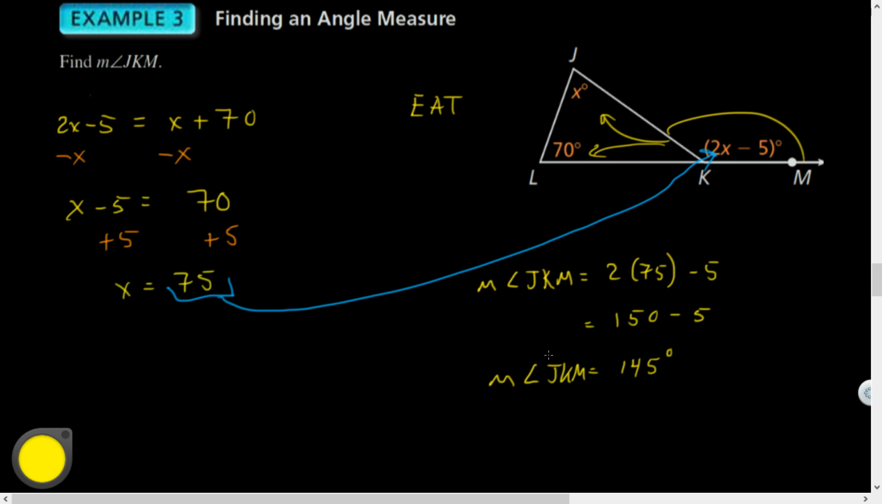Question? You can also just add 75 to 70, so we know that JK plus KL equals JL. Yes, also true. I like that. If I just added 75 to 70, that also would have worked. Very good. Let's pick up the pace.